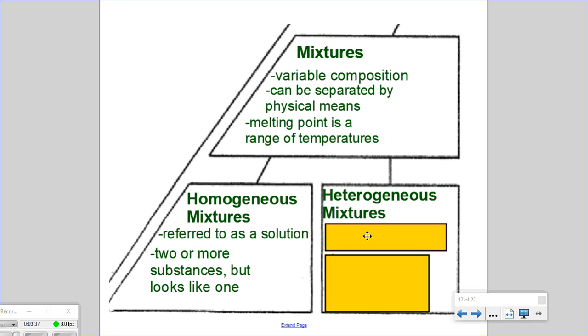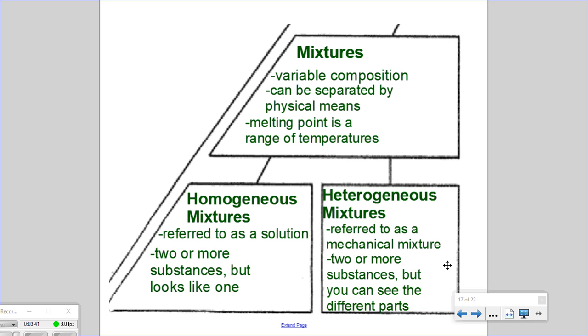A heterogeneous mixture is also referred to as a mechanical mixture, and this is where you have two or more substances again, but you can see the different parts. So, for example, a chocolate chip cookie would be considered a heterogeneous mixture because you can see the chocolate chips from the cookie parts.